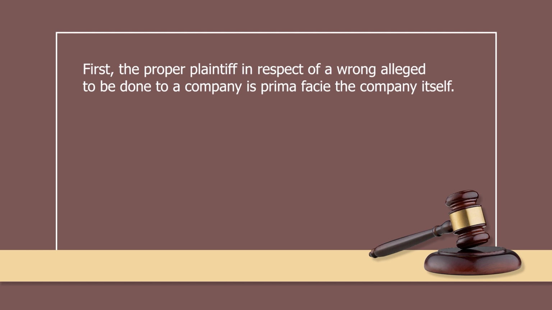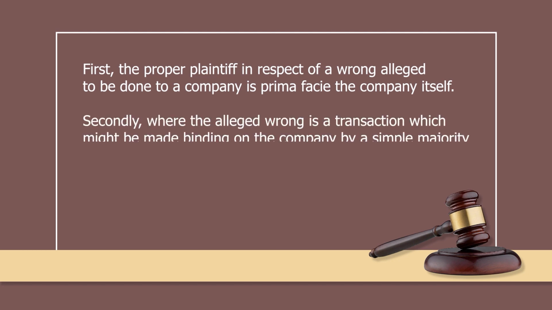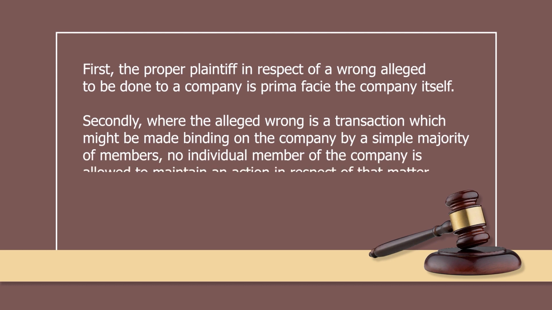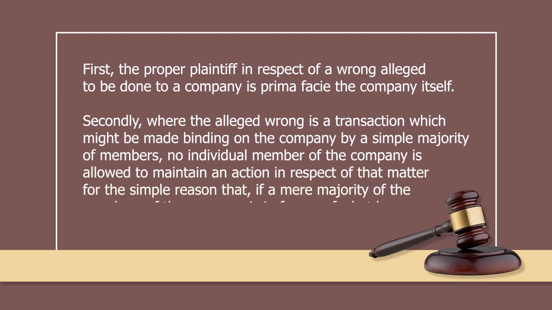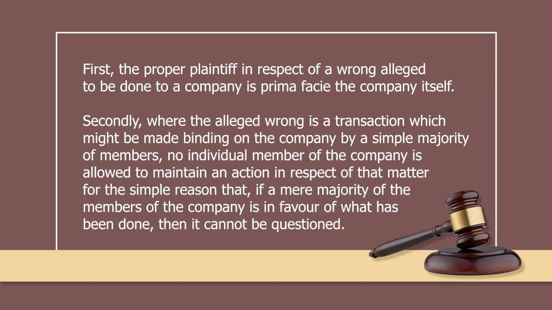Justice Jenkins observed, first, the proper plaintiff in respect of a wrong alleged to be done to a company is prima facie the company itself. Secondly, where the alleged wrong is a transaction which might be made binding on the company by a simple majority of members, no individual member of the company is allowed to maintain an action in respect of that matter for a simple reason that if a mere majority of members of the company is in favor of what has been done, then it cannot be questioned.